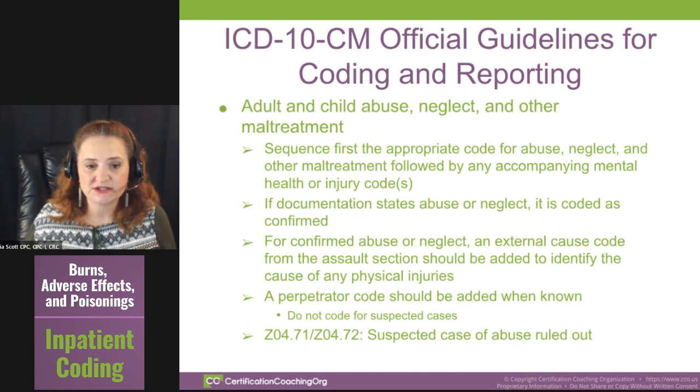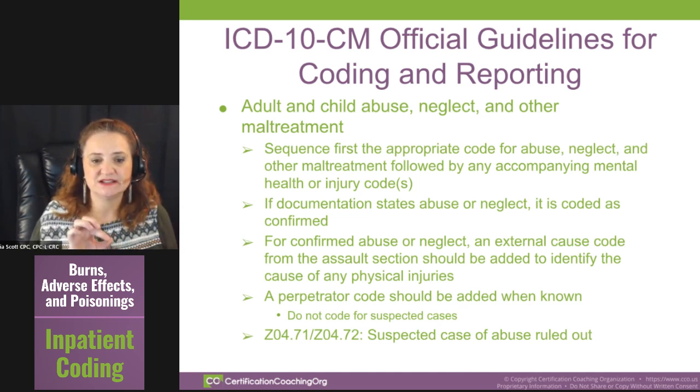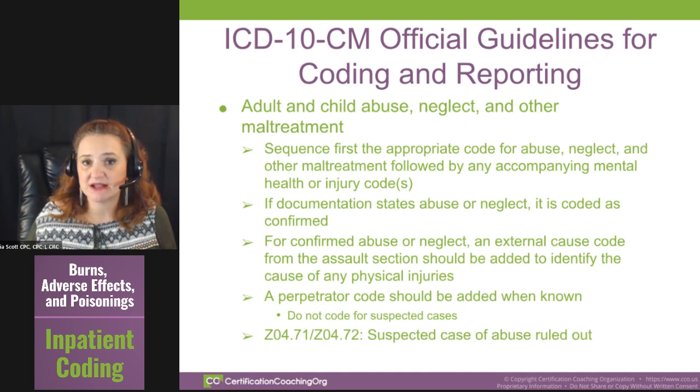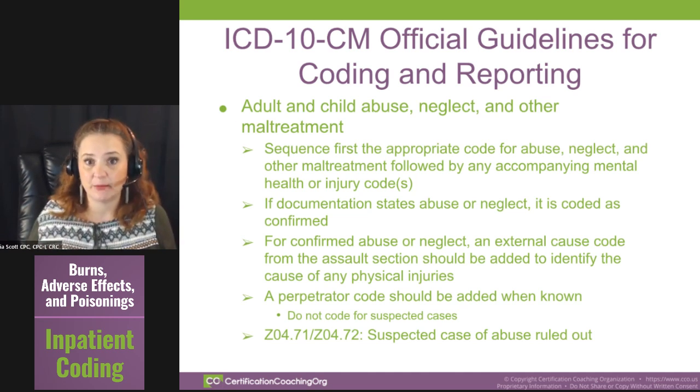the physical injuries, and the codes for suspected abuse or rule out abuse are going to be these Z codes. Look at Z04.71 or Z04.72. Now that is suspected. That's not confirmation. That's saying, hey, we need to statistically put in here, and we also need for plan of care that we suspect something is up. Okay.